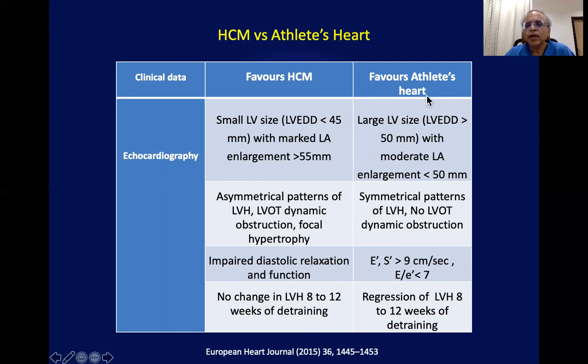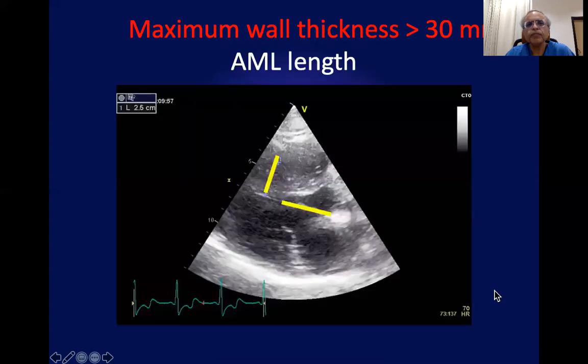Also the athletes have a very symmetrical hypertrophy and there is never a dynamic LVOT obstruction. Also, the athletes have a very well preserved longitudinal function, like by E prime, S prime, and also E by E prime is less than 7, and the GLS is near normal. And also, the left ventricular hypertrophy can regress over the next 8 to 12 weeks of detraining.